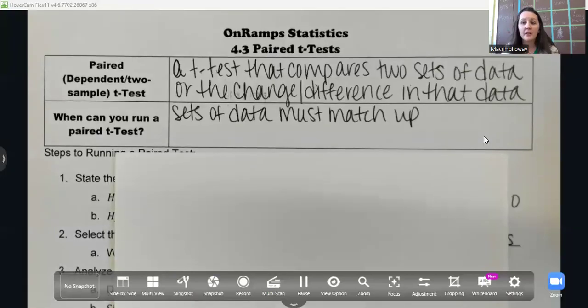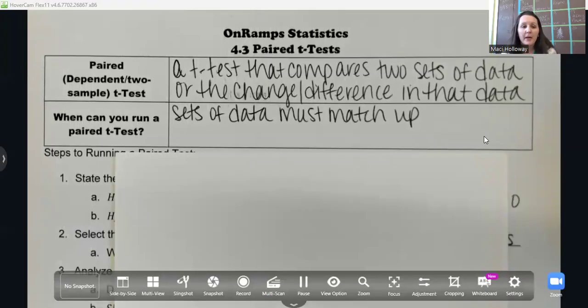All right, here we go. So we have been discussing in 4.2, we discussed single sample t-tests, and now we're going to be doing paired t-tests. So what is a paired t-test and how does that compare to a one sample t-test?